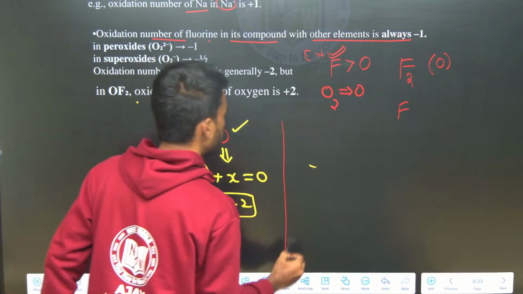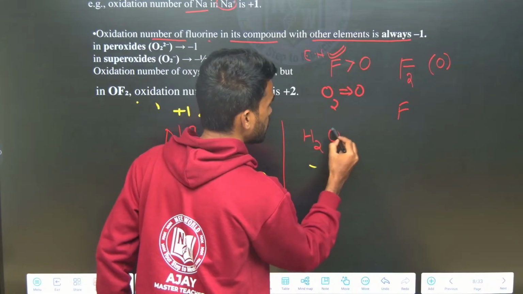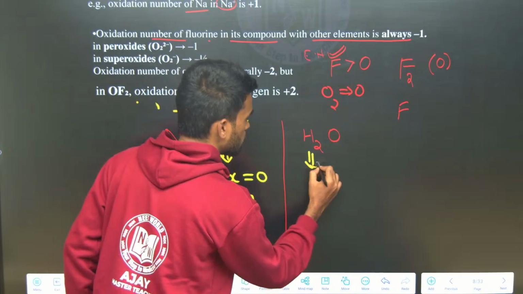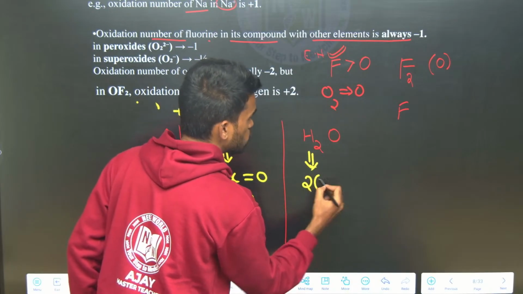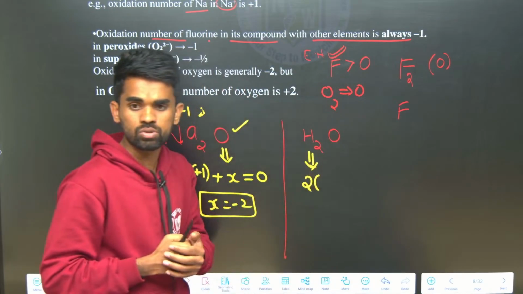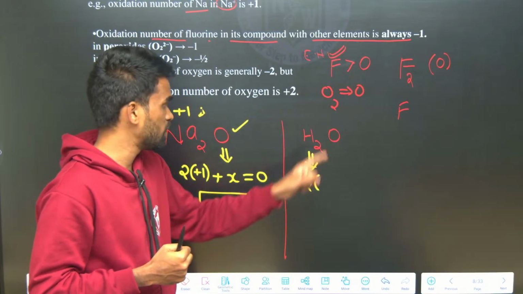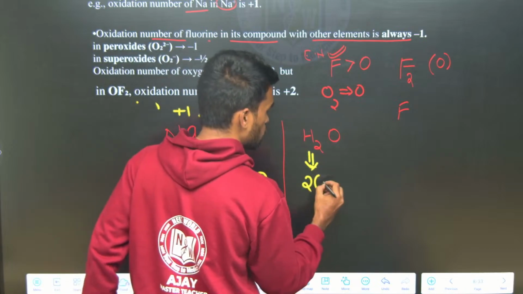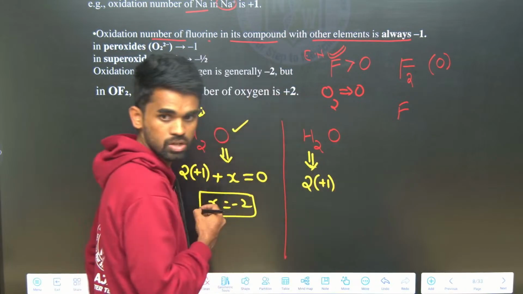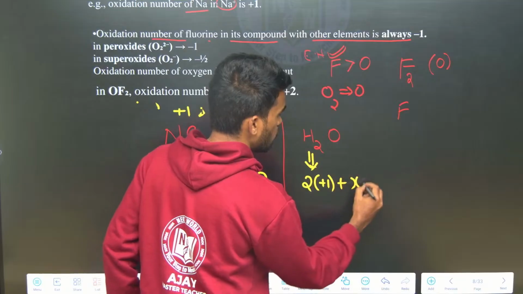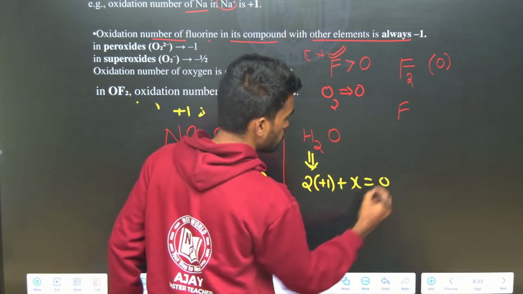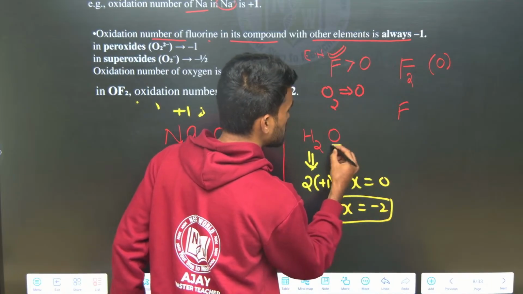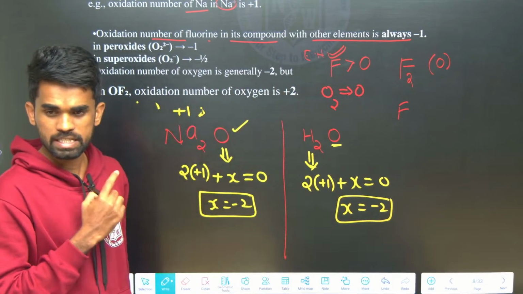Okay. Similarly, if I write H2O, water, tell me what happens here. How many hydrogen atoms are there? 2 are there. Which is more electronegative out of these two? Oxygen. So definitely oxygen is negative and hydrogen positive. Each hydrogen is monovalent, so +1 will be the charge. Plus X. The overall molecule is neutral, so 0. So X will be -2. So -2 is the oxidation state of this oxygen atom. Is this clear or not?